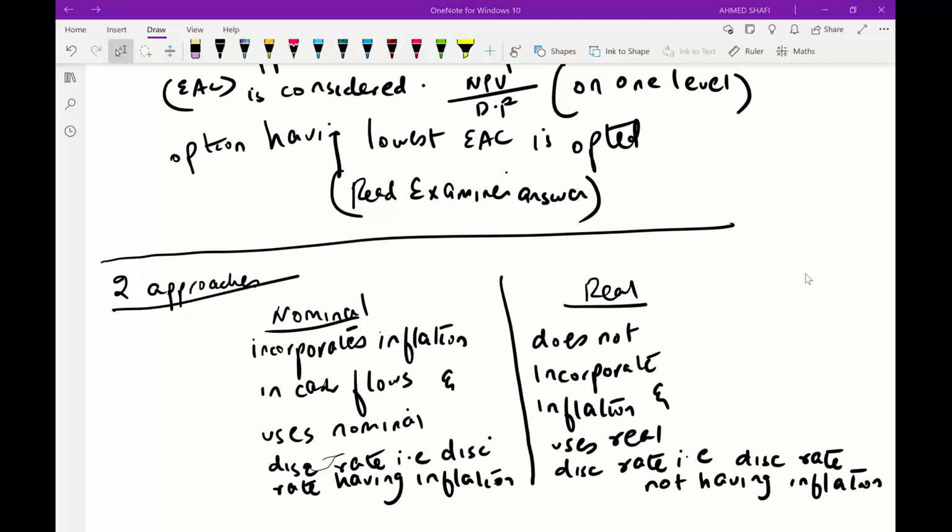But in this particular question, selling price, variable cost, everything has different rates of inflation. And when everything has different rates of inflation, it is very important to get a fair analysis of NPV, that all inflationary impacts are considered to get a fair view of NPV. So it's better that when inflation is available, the preferred approach should be nominal. I would also suggest you to read the examiner answer, okay, to get a fair idea.